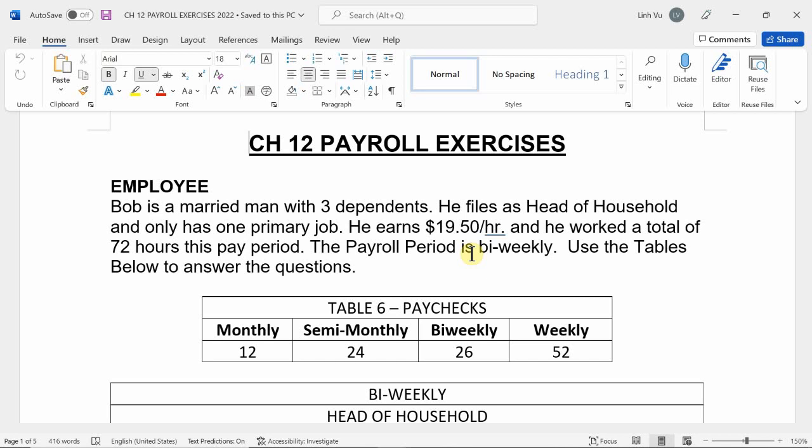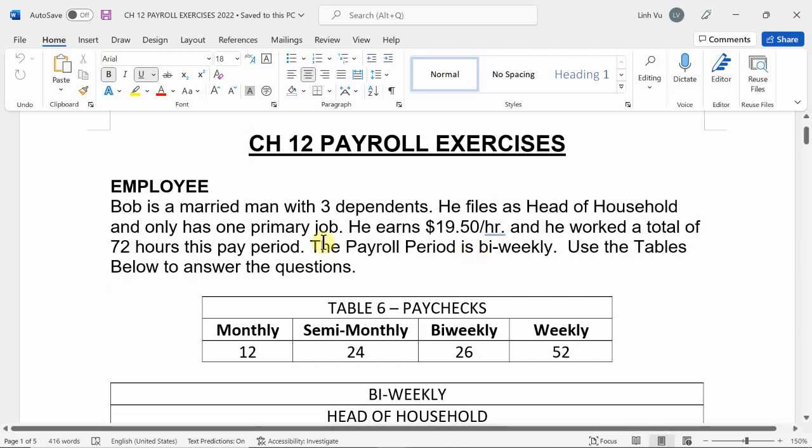In this case, for anything that I ask of you, I will provide you the correct tables. But for the future, you're going to have to be able to read and know which tables to grab from the IRS, the Publication 15-T. But in this case, I will provide you all the information you need to answer this question.